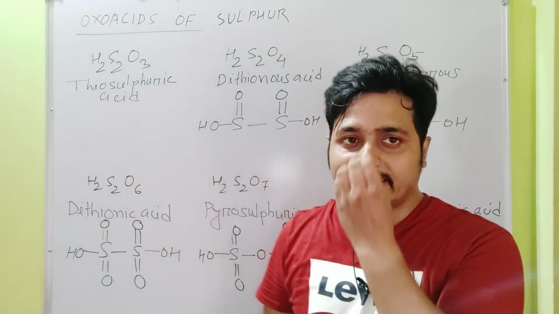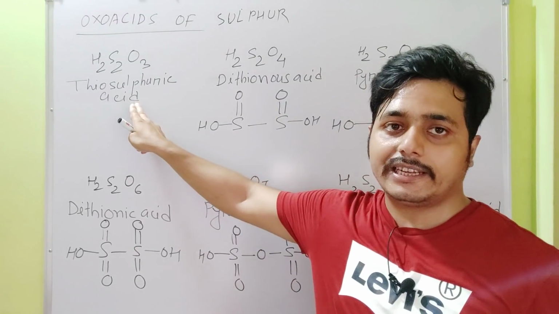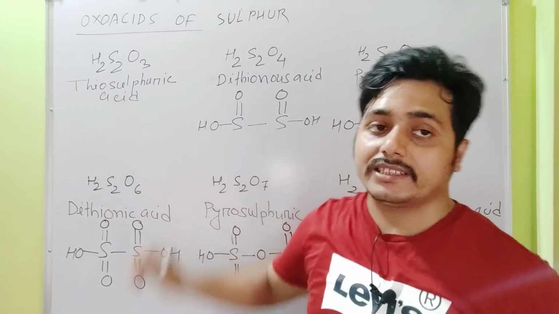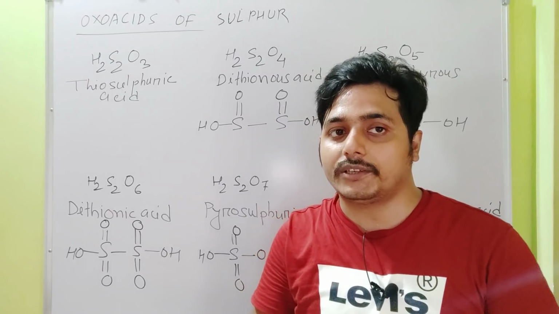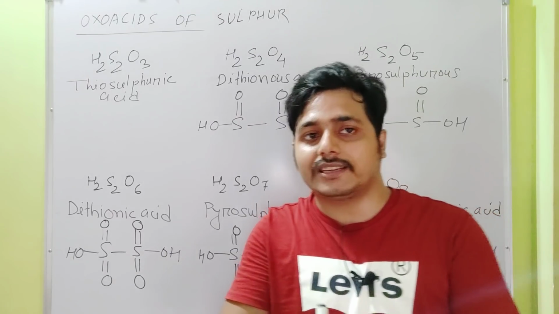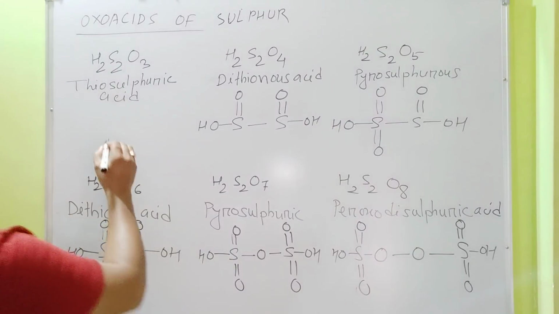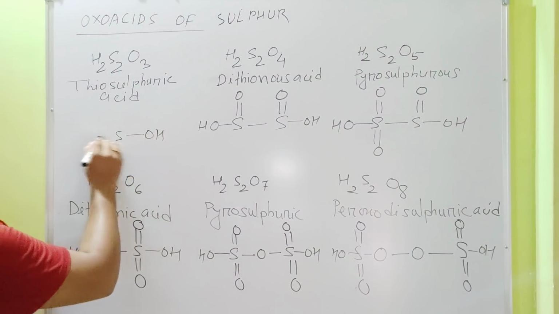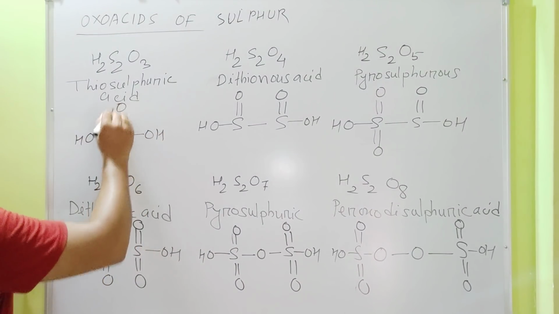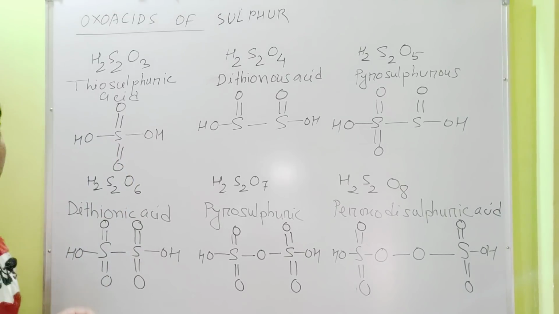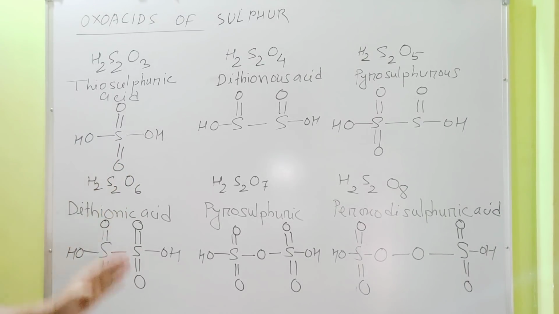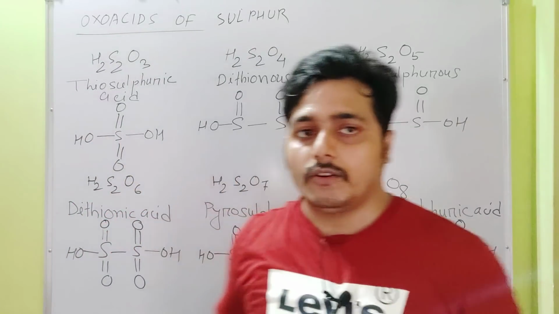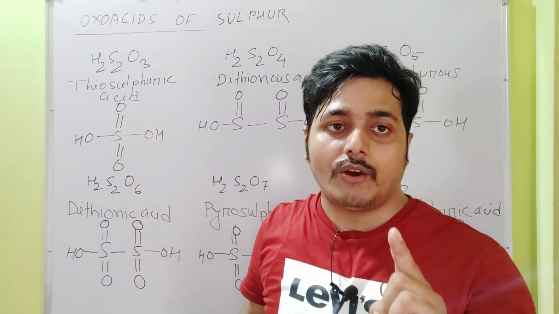Now I discuss the structure of this compound. Okay, the structure of this compound is quite similar to sulfuric acid. What is the structure of sulfuric acid? Very simple. This is the structure of sulfuric acid. In this structure, we have two double bonded oxygen.